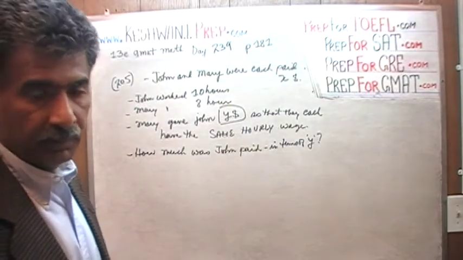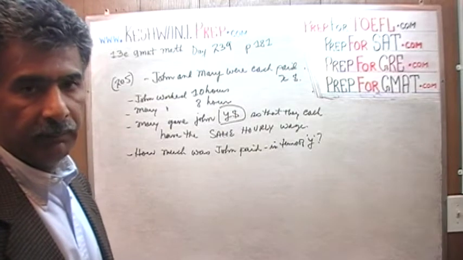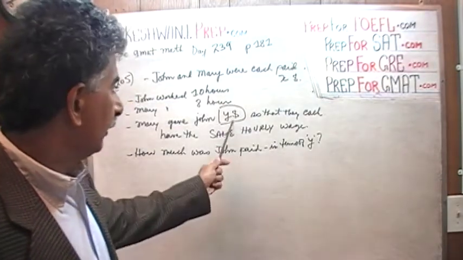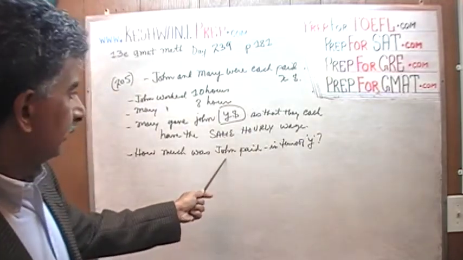Apparently they've been working together for a while. They were understanding they're going to each make the same amount of money per hour, and since she worked 2 hours less, she gives him back Y dollars. Question simply is, how much was John paid in terms of Y?